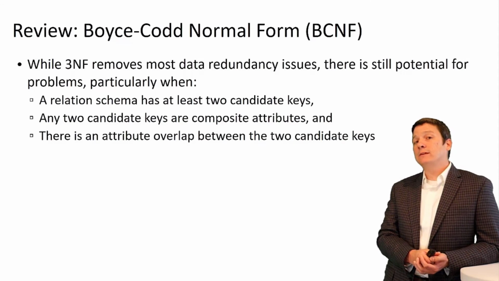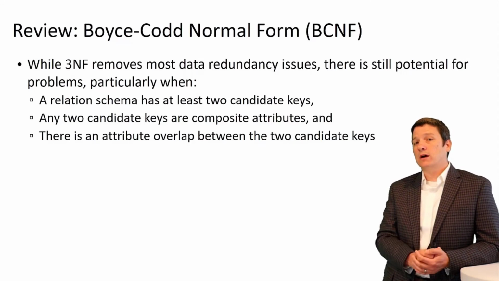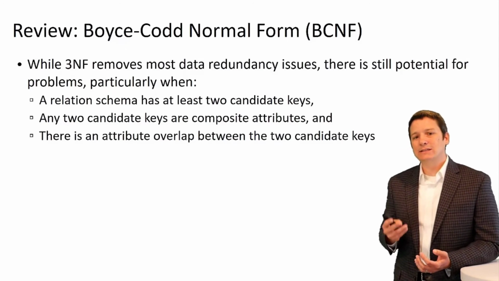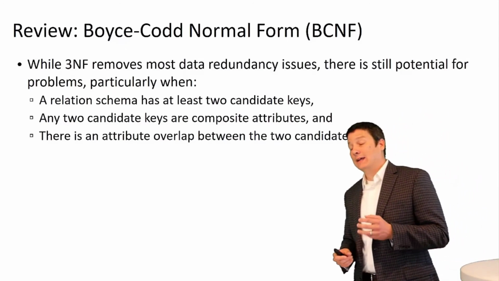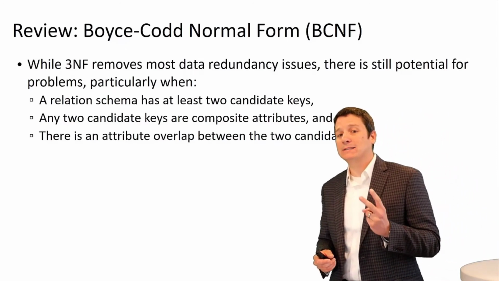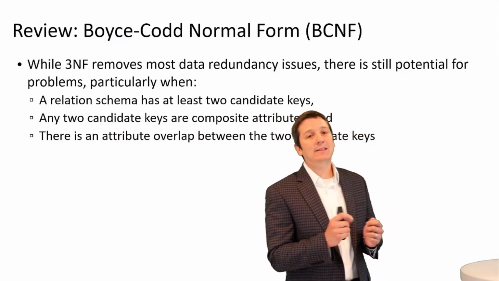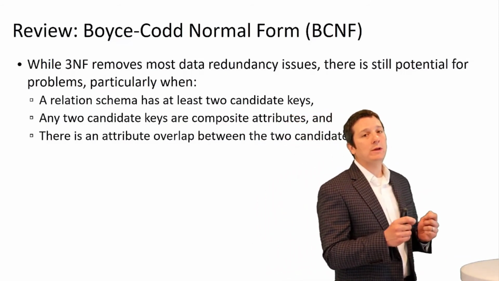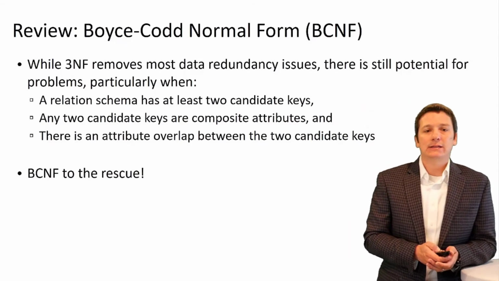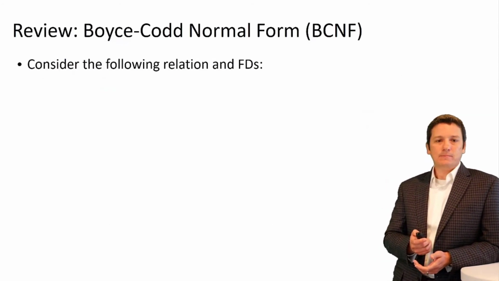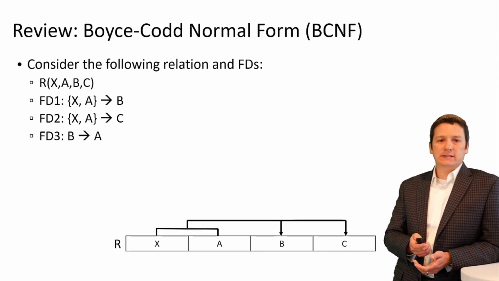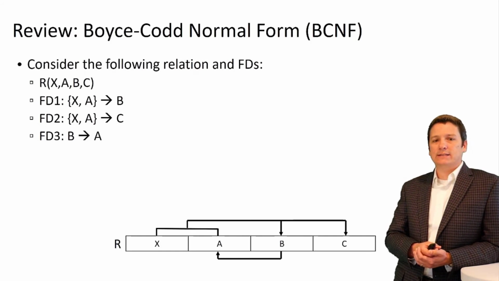So the thing to look out for with a Boyce-Codd normal form violation is when we have a relation that has at least two candidate keys, and those candidate keys are composite, and that there's some overlap between the attributes that are in these candidate keys. And this is the example that we had in class the other night.